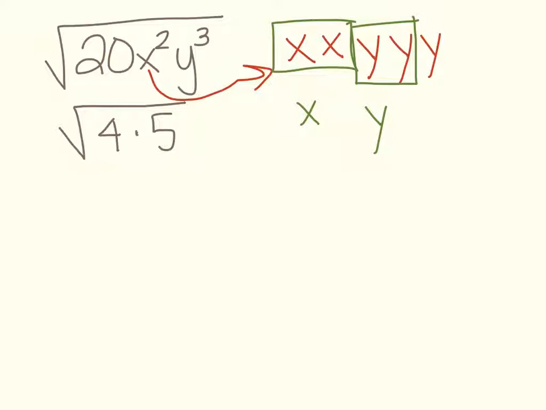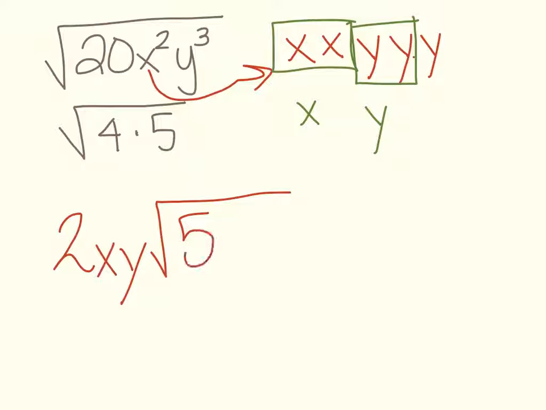So 20x squared y cubed underneath the radical simplifies to the square root of 4 is 2. I have a pair of x's, I have a pair of y's, and then I'm left with the square root of 5y underneath my radical.